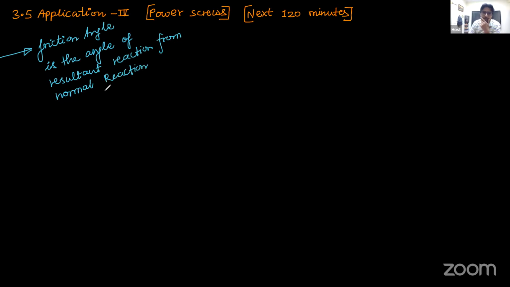Observation number 1: if I'm applying the force F and the block is having weight W, normal reaction will be there, and to oppose this applied force, friction force will be there, the normal resistance and tangential resistance. If I draw the resultant of both these reactionary forces, then that resultant reaction will look like this. And the angle of resultant reaction from normal reaction is known as friction angle.